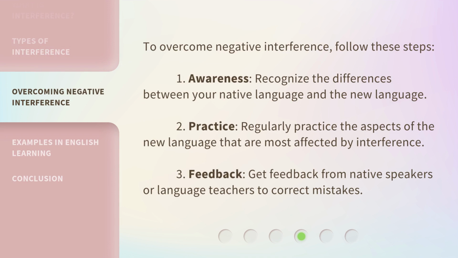To overcome negative interference, follow these steps. 1. Awareness. Recognize the differences between your native language and the new language. 2. Practice. Regularly practice the aspects of the new language that are most affected by interference. 3. Feedback. Get feedback from native speakers or language teachers to correct mistakes.